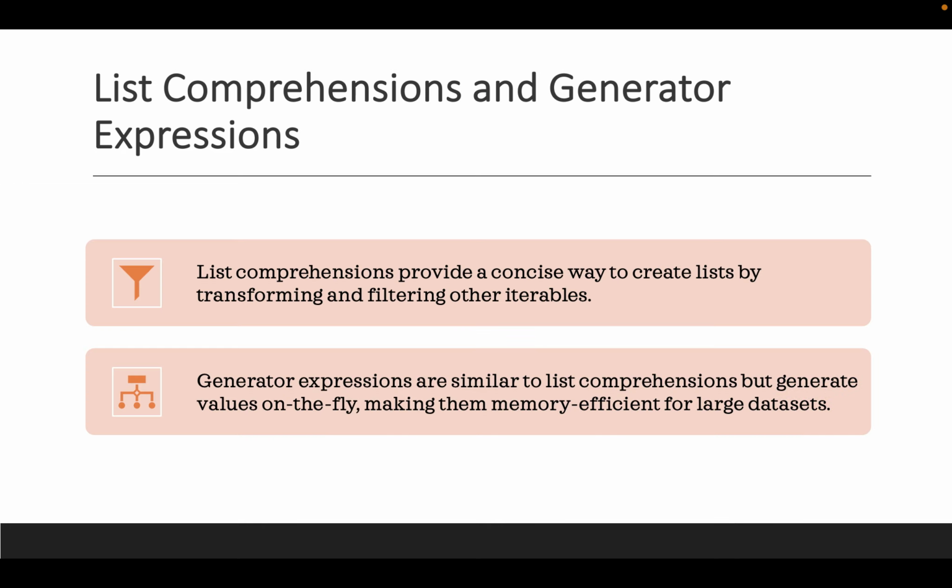Now we go to list comprehensions and generator expressions in Python. List comprehensions provide a concise way to create lists by transforming and filtering iterables. Generator expressions are similar to list comprehensions but generate values on the fly, making them memory efficient for large data sets.